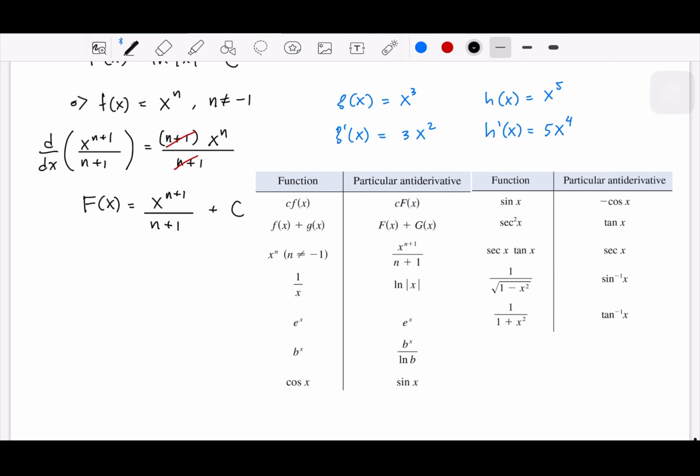If you remember b to the power x, if we derive, we have b to the power x times ln b. So when we take the antiderivative, we need to take that derivative, the ln b, out. So we need to cancel.